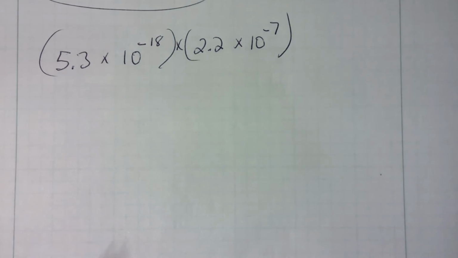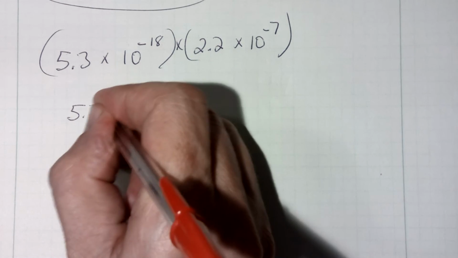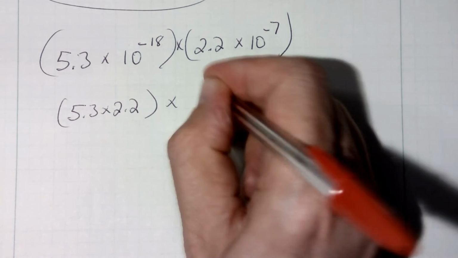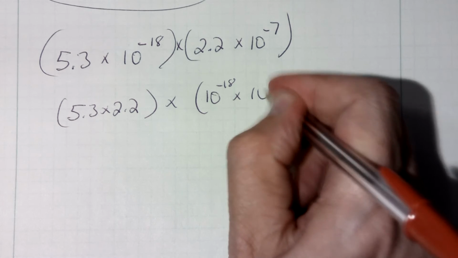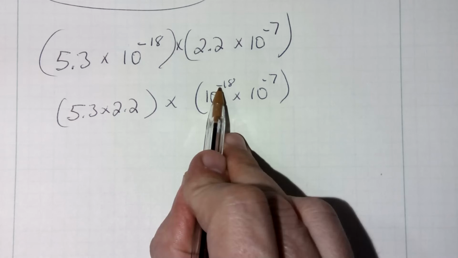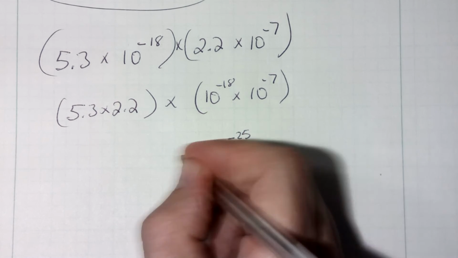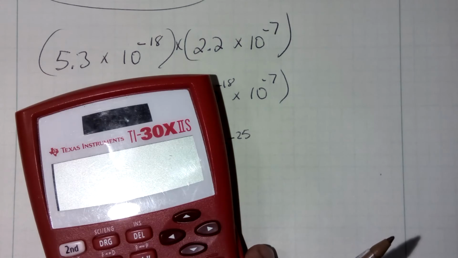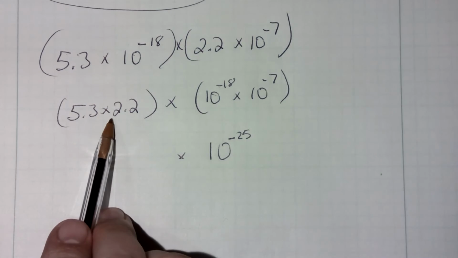First thing we're going to do is group the 5.3 times the 2.2, and then group the 10s, the 10 to the negative 18th times the 10 to the negative 7th. Well, these should be fairly simple. We add those two together. It's going to be 10 to the negative 25th. Now here, I have no qualms with you grabbing a calculator to do your decimal multiplication if you need to. I can do this one pretty quickly.